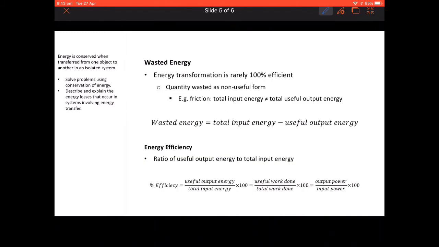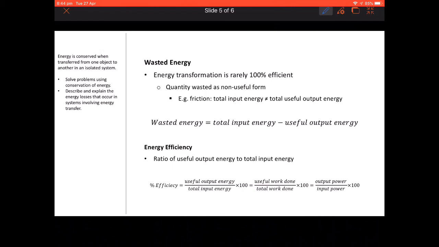And lastly for this video, wasted energy. So energy transformation is rarely 100% efficient. There is a quantity that is wasted as a non-useful form. Often this is wasted as heat energy. A cause of this waste is friction. So because of friction, energy is wasted overcoming friction.